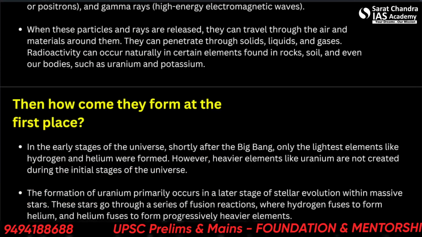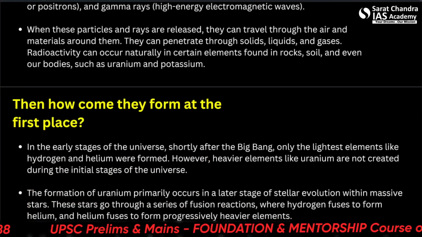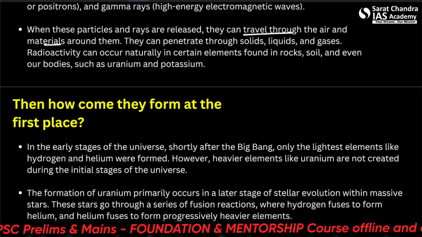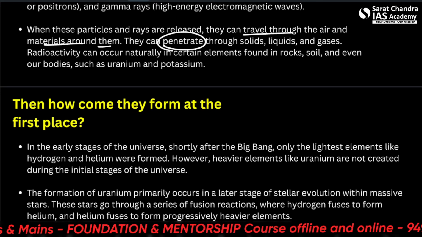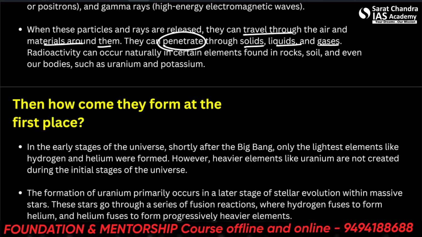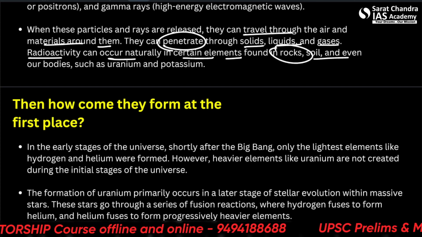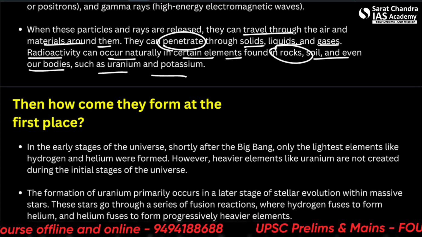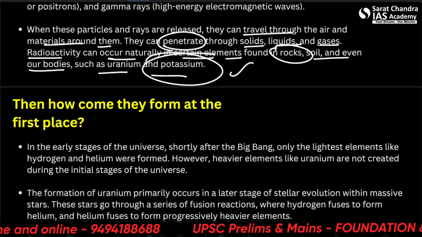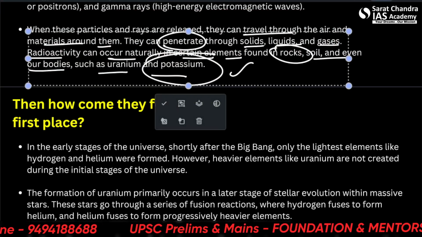So when these particles and rays are released, they can travel through the air and materials around them. They can also penetrate some solids, liquids and gases. Radioactivity can occur naturally in certain elements found in rock, soil and even our body, such as uranium and potassium. Please remember potassium as well. All right, so let's move forward.